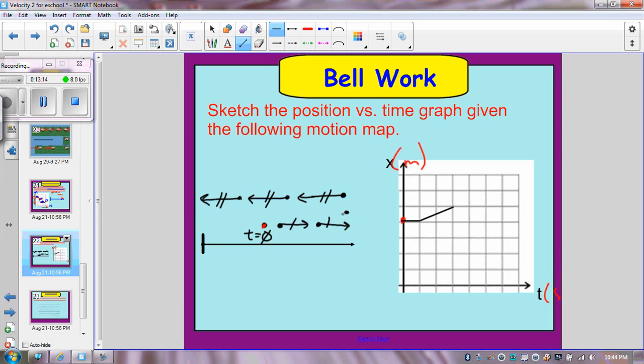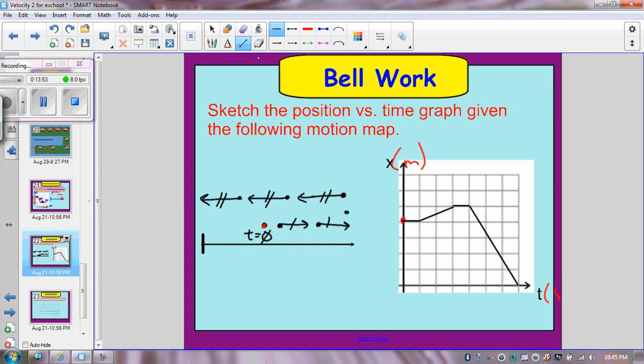The object remains stationary for 1 second, so I'm going to draw a flat line, and then for the next 3 seconds, 1, 2, 3, the object is moving back towards the origin, meaning the slope is negative. And not only is it negative, but it's going to be steeper because the double slash lines indicate that the magnitude is greater. So maybe what I'll do is I will do it like this. And actually I need to make it go to the origin because notice that's where it ends. So this would be a fairly accurate position versus time graph based off of the motion map.